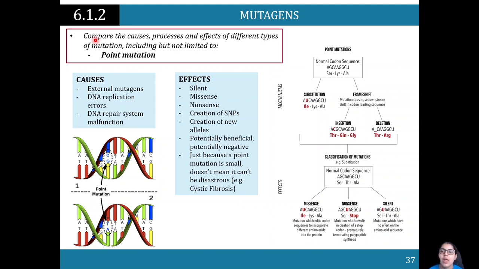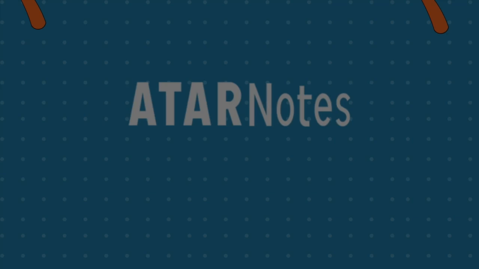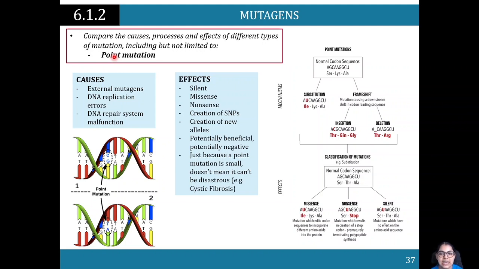So here we are. We're going to now compare the causes, processes, and effects of different types of mutations. But we're first going to talk about point mutations. In terms of what causes them, they are caused by external mutagens, DNA replication errors, and DNA repair system malfunction. Point mutations are mutations in the coding sequence, so they just affect one or two nucleotides. They just affect the coding sequence here, and it can have these specific effects.